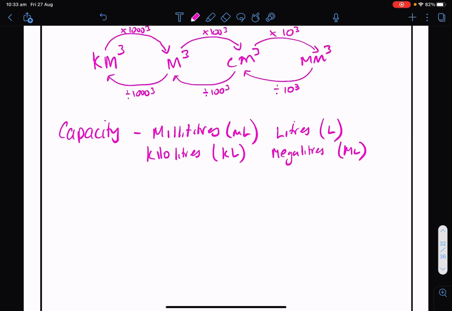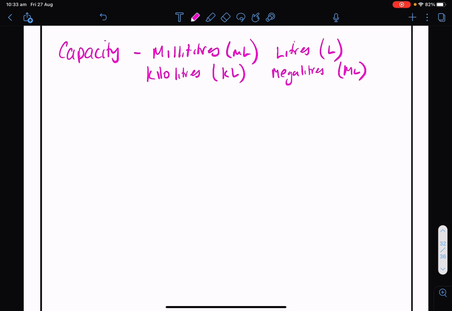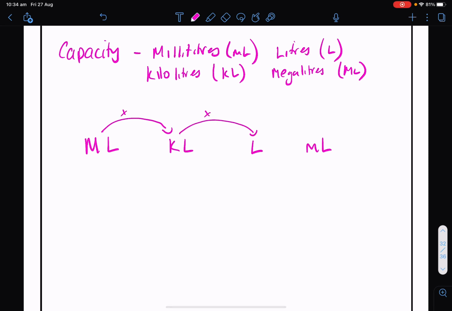All right, so we need some information about these as well. And what we're doing is we're looking at converting these between themselves, but also between volume and capacity. So let's do the capacity one first. So we're going to go from megaliters to kiloliters to liters and to milliliters. Now this one is the easiest one. Now remember, when we're going this way, we're multiplying. So we'll just do that first. Multiplying. Back the other way is dividing.